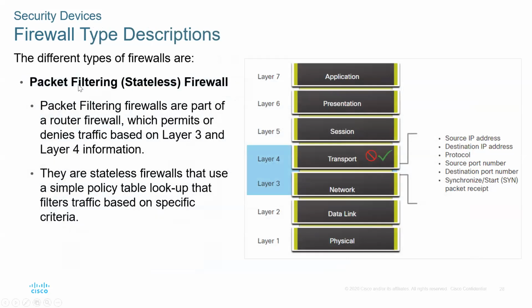So you can have packet filtering, which is just going to be a stateless style firewall. What this is going to do is be a part of the router itself. It just permits or denies traffic based on layer 3. So whether a source IP address is permitted or a destination IP address is allowed, that's what it's going to do. It's typically known as a stateless firewall. It's just a simple policy lookup is all it is.